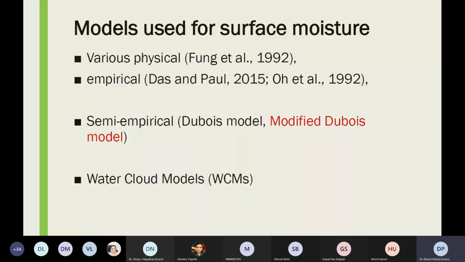Mostly they are categorized into physical models, like IEM, and then empirical models, and then semi-empirical. Mostly it is well known as the Dubois model, or sometimes called the modified Dubois model. And then the water cloud models are also being used for estimating the surface soil moisture. The surface soil moisture is a very important parameter from the agriculture point of view, the water management point of view, and the irrigation point of view.